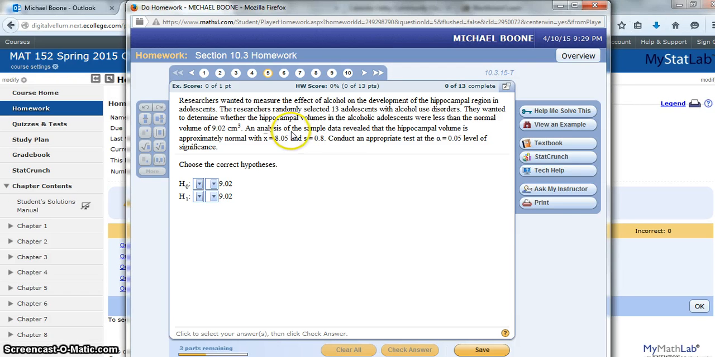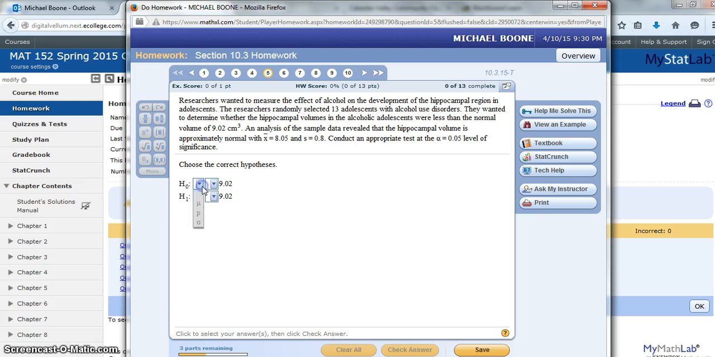An analysis of the sample data revealed that the volume is approximately normal with a sample mean of 8.05 and a sample standard deviation of 0.8. Conduct an appropriate test at the alpha 0.05 level of significance, whether the volume were less than normal. So they wanted to determine whether the volumes in the alcoholic adolescents were less than normal.